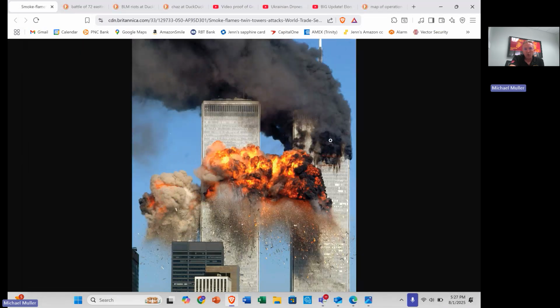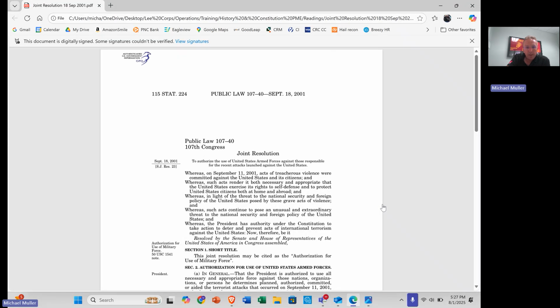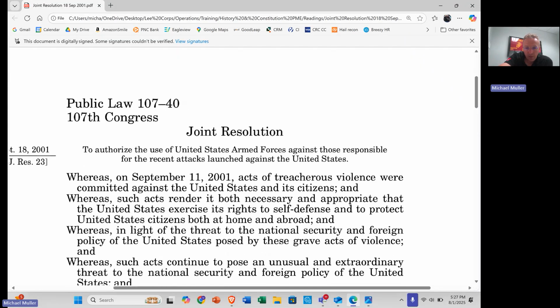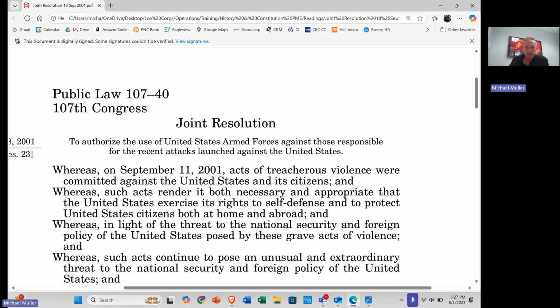Now, we go so far overboard in this resolution. Let me show it to you. This is the resolution. Let me read it to you. Whereas on September 11th, 2001, acts of treacherous violence were committed against the United States and its citizens. And whereas such acts render it both necessary and appropriate that the United States exercise its right to self-defense and to protect United States citizens, both home and abroad.